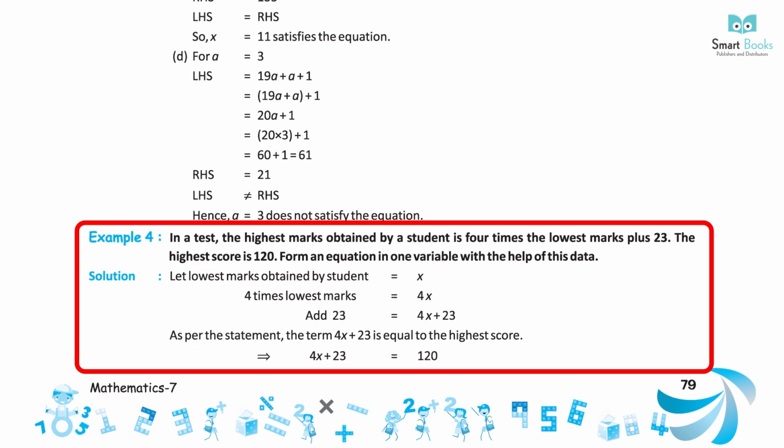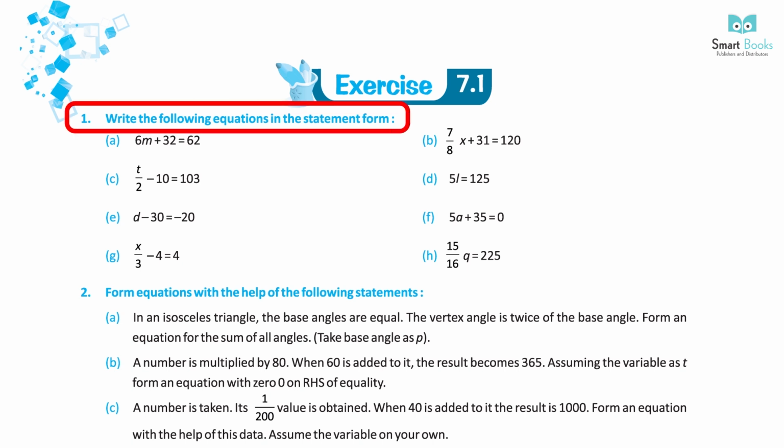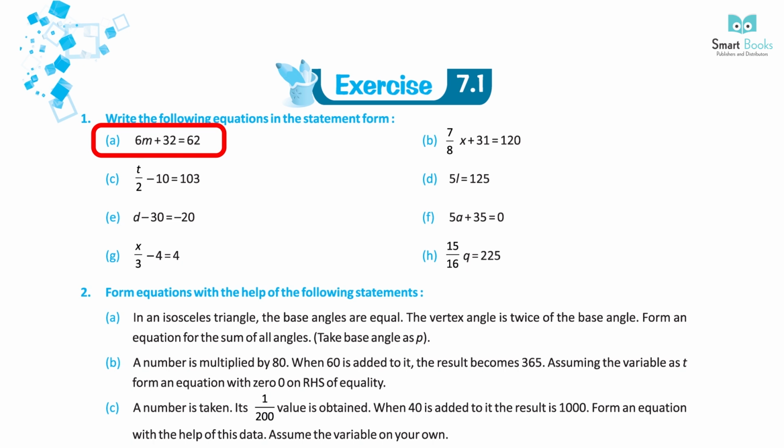Exercise 7.1. Question 1. Write the following equations in statement form. A. 6m plus 32 equals 62. Solution. 32 added to 6 times m gives 62. B. 7 upon 8 x plus 31 is equal to 120. Solution. 31 added to 7 upon 8 times x gives 120. C. t upon 2 minus 10 is equal to 103. Solution. 10 subtracted from half of t gives 103.